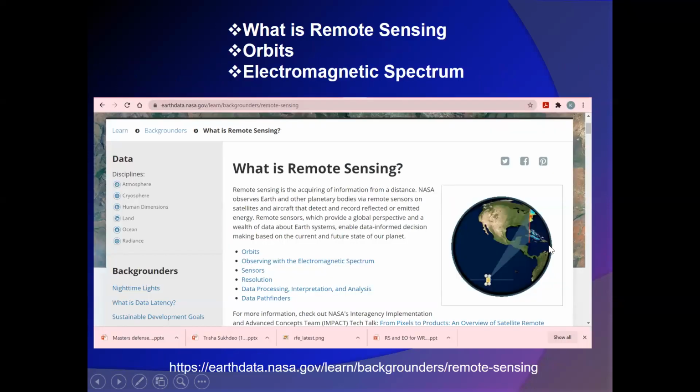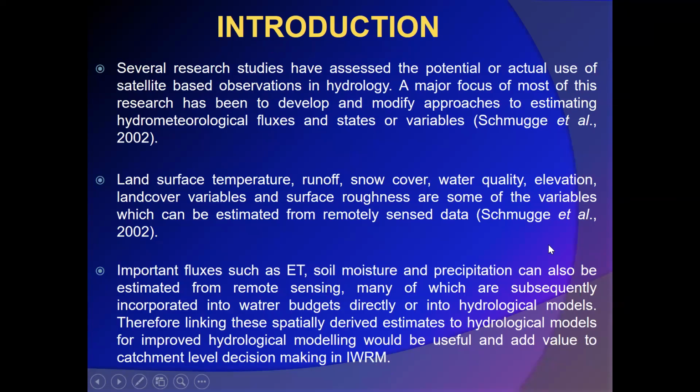So important fluxes such as ET, soil moisture, precipitation, all of these can be estimated from Earth observation data sets, and we can work with these and incorporate them into models to make up water budgets. We can link all the spatially derived estimates into our hydrological models and improve the hydrological modeling components where, in normal circumstances, we wouldn't have had that data because we don't have the in situ monitoring networks. And therefore, Earth observation data sets have become extremely vital in adding value to these decision-making systems.